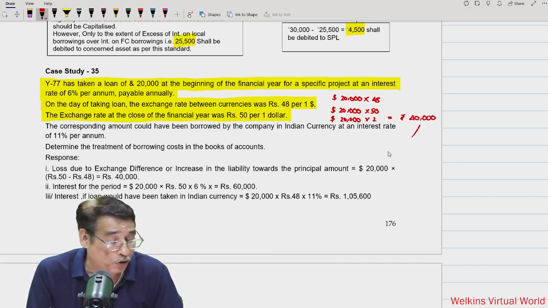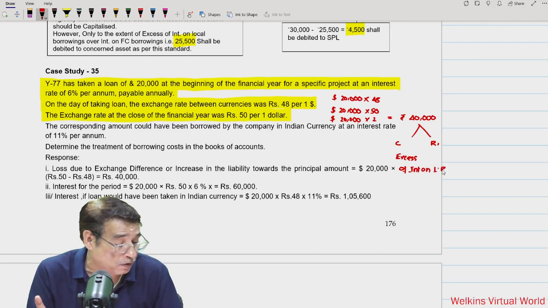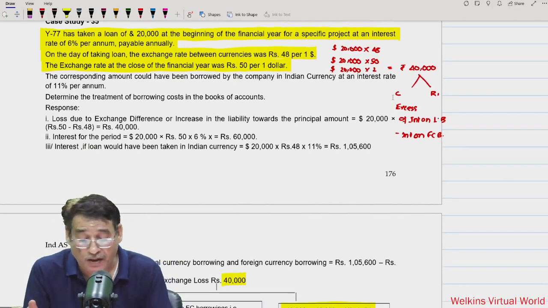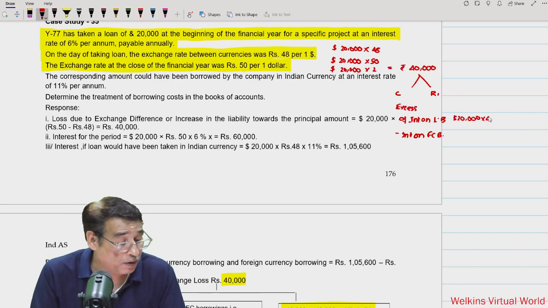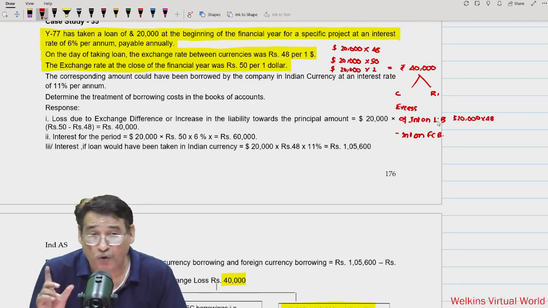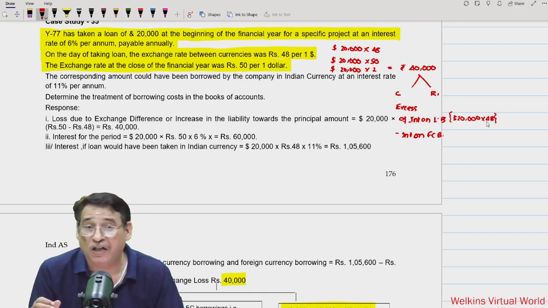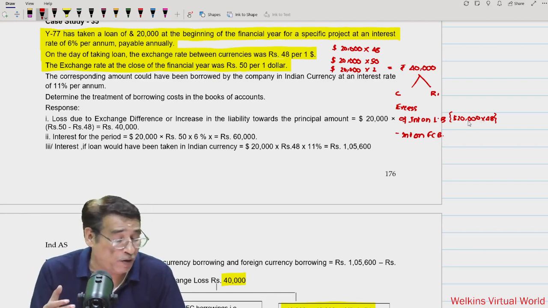Now the question is, what portion of this loan can be capitalized and what portion should be treated as revenue expenditure? Generally, as I have told you, only that portion can be capitalized that is the excess of interest on local borrowings less interest on foreign currency borrowings. So I will have to compute interest on local borrowings. The question says the corresponding loan could have been borrowed in Indian currency at an interest rate of 11%. The loan amount is $20,000, and I took the loan in the beginning when the rate was 48. It is very important that when you compute the interest on local borrowings, you consider the initial rate, because on this date you took the loan, and the same loan if taken in India would have been 20,000 into 48, and on this you are going to pay interest of 11%.